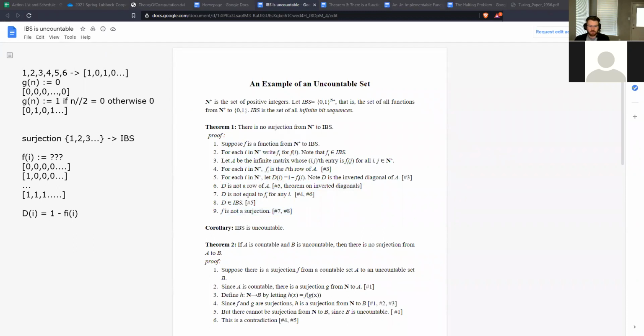Someone says not a surjection to the natural numbers. So if you mean that, that is what I just showed. Yes, there's no surjection. It's actually the other way around. There's no surjection from the natural numbers, the positive integers, to the set of all infinite bit sequences. Can I re-explain what D is?